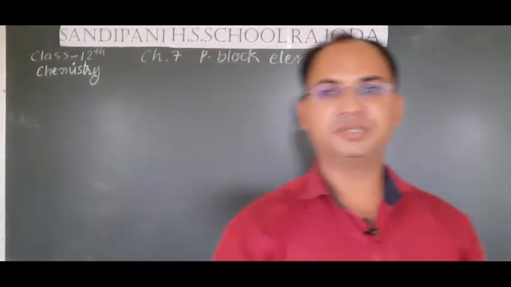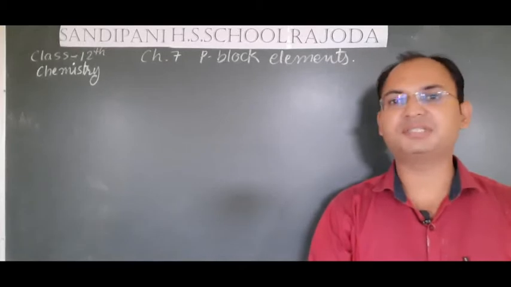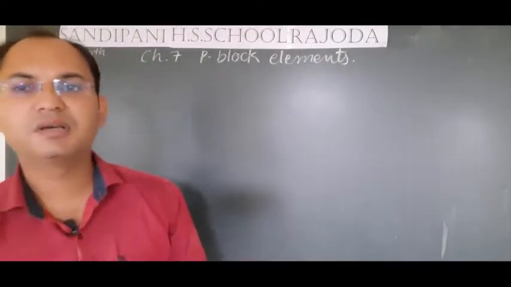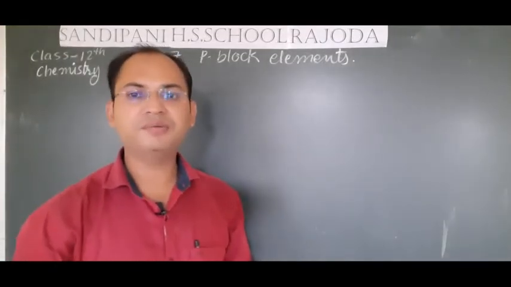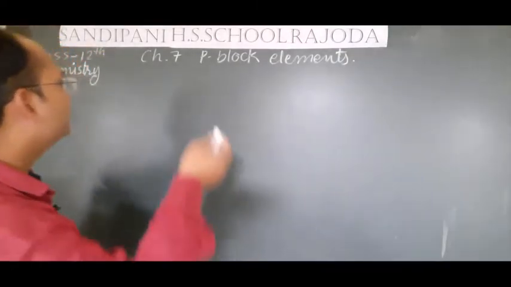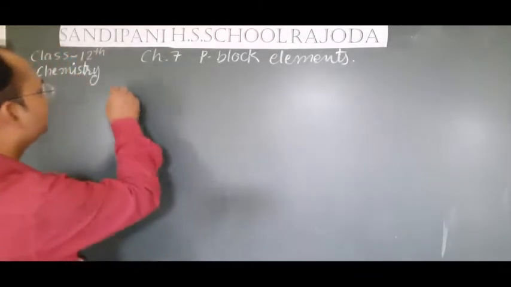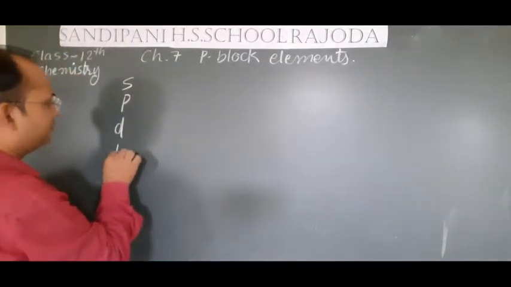Hello 12th class students. Today we are starting a new chapter in chemistry, that is chapter number 7, and the name of the chapter is P block elements. Students, in 11th class you have studied about the periodic table and you know that there are 4 blocks in periodic table: S block, P block, D block and F block.